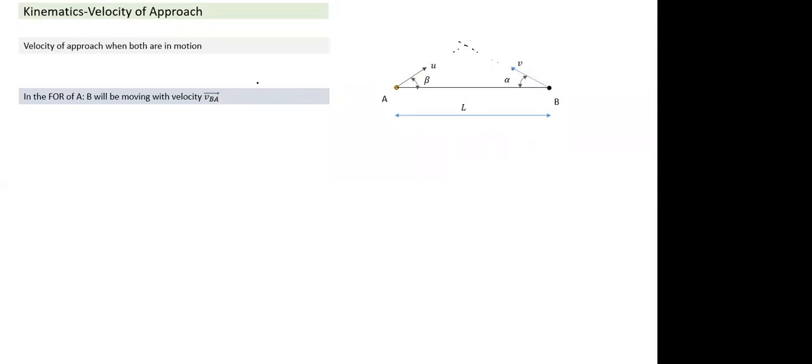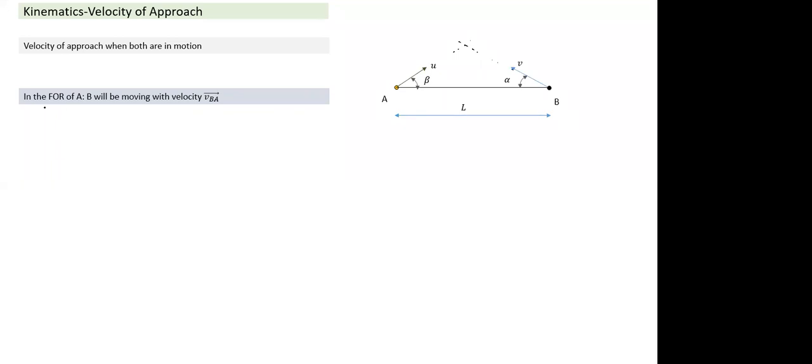What is the instantaneous velocity of approach when both are in motion? When two objects are in motion, we can effectively make one object at rest if I choose that object as the frame of reference. In that case, we have to change the velocity of the other particle. It will have a velocity equal to the relative velocity and an acceleration equal to the relative acceleration.